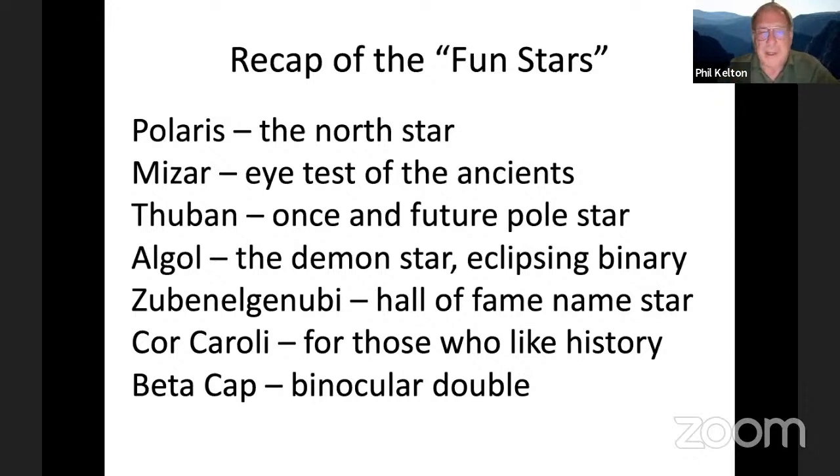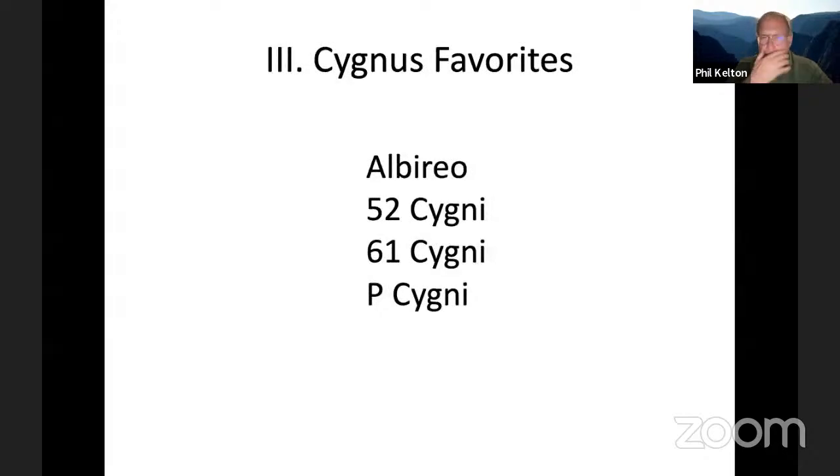Okay, Thuban, the once and future pole star, Algol, the demon star, Zubenelgenubi, the great name, Cor Caroli, and Beta Cap. Okay, my third set of stars are from Cygnus, and I picked out 4 favorites: Albireo, 52 Sig, 61 Sig, and P Cygni. And I'm going to take a drink of water.